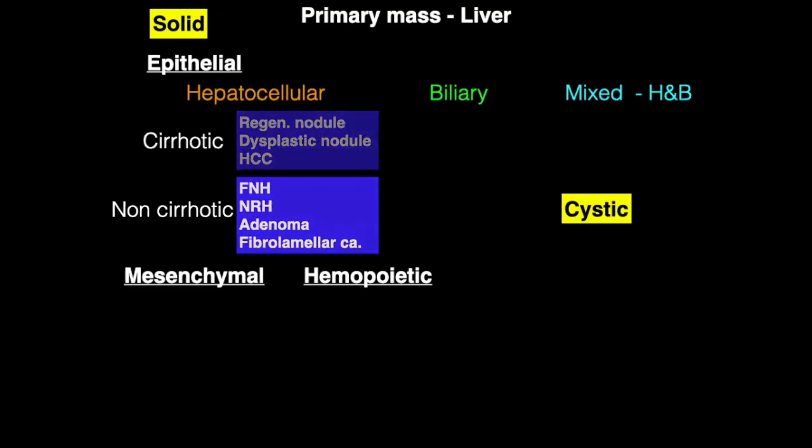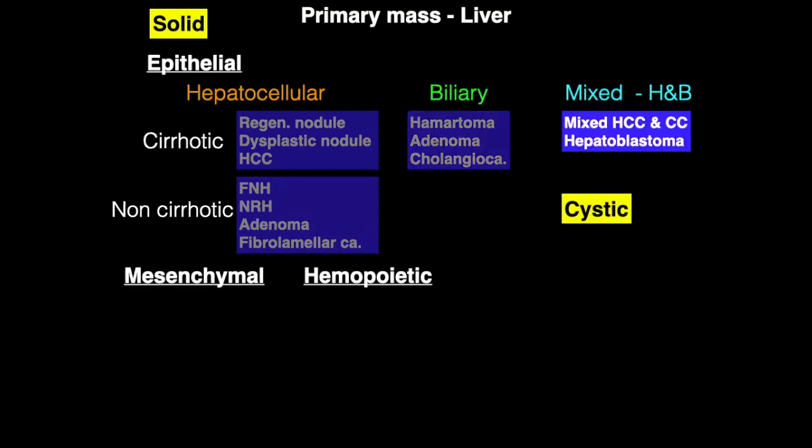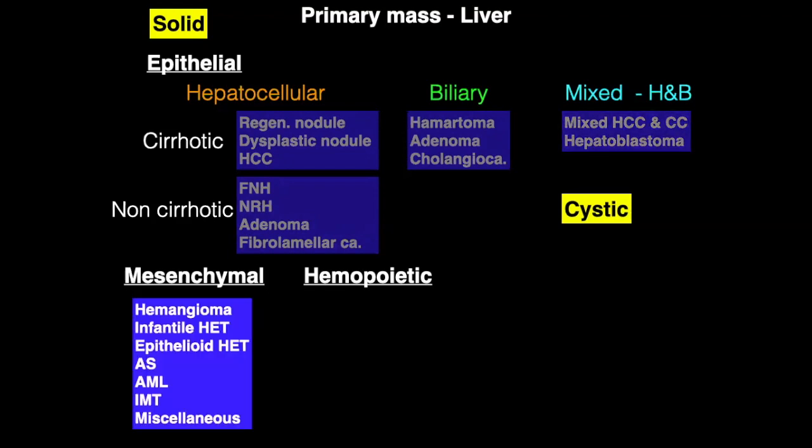In the biliary, it can be hamartoma, adenoma, or cholangiocarcinoma. In the mixed, it can be mixed hepatocellular carcinoma and cholangiocarcinoma, very rare, or hepatoblastoma in the pediatric population. Mesenchymal, any tumor can happen, but these are the common tumors in the liver arising from mesenchymal cells: hemangioma, infantile hemangioendothelioma, epithelioid hemangioendothelioma, angiosarcoma, angiomyolipoma, inflammatory myofibroblastic tumors, and others. Please remember PEComa also.